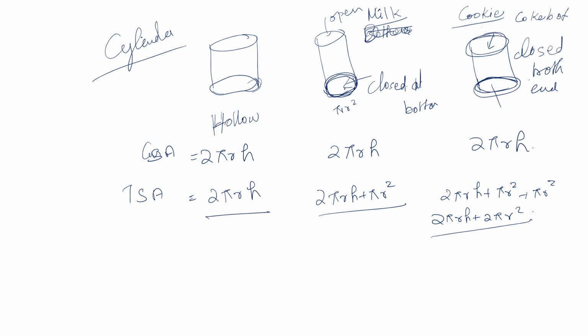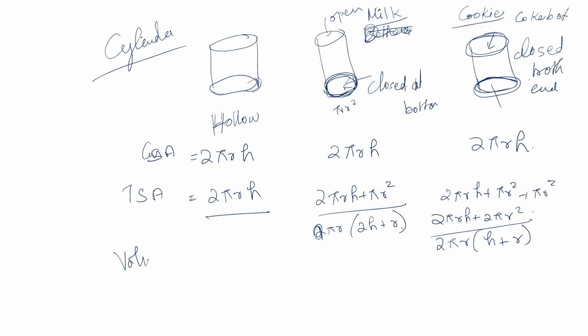Okay, so now this is done. This can be written in the short form. We can take 2 pi r common outside, and you can write h plus r. Here also you can take pi r common outside, and 2h plus r. So like this also you can write.